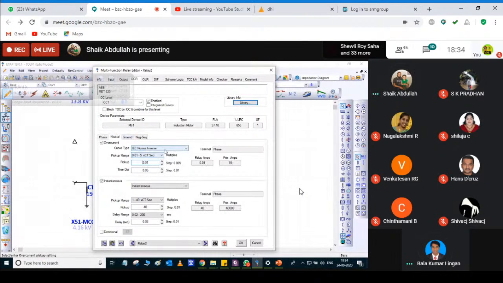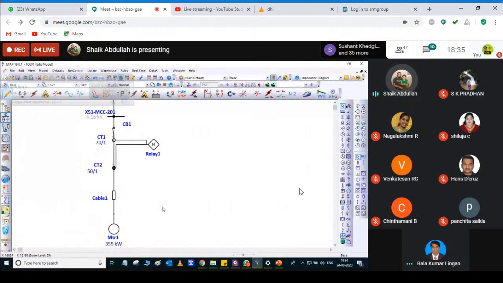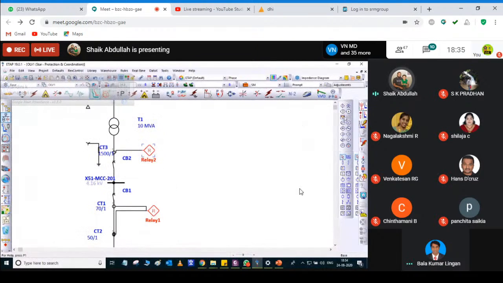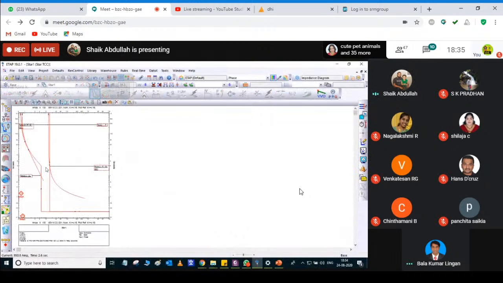And this normal inverse is only 10% of your full load current, 1380, and roughly that current divided by 1500, so just for coordination purposes, 0.09. And this I can give only 1 because I have no other option. So now what I have to do? First I have to take this relay, go for relay coordination, and check whether the relays are properly coordinated or not.